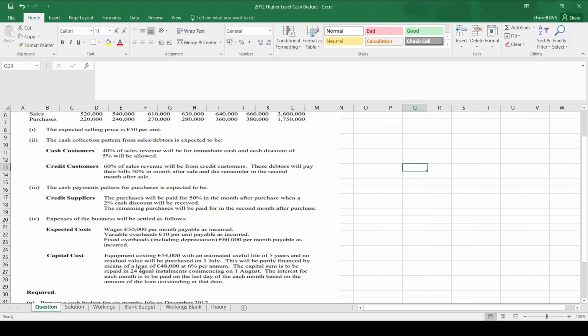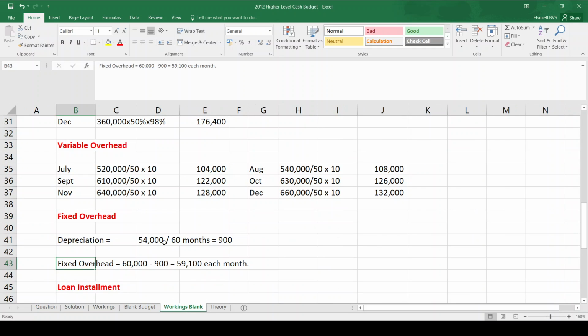The interest for each month is to be paid in the last day of the month based on the amount of the loan outstanding at that date. What that means is that as the loan goes down, if you start paying back the loan, it's going to go down. And if the interest is based on the amount of the loan, as the loan goes down, the interest will also go down. So just have a look at the workings for that.